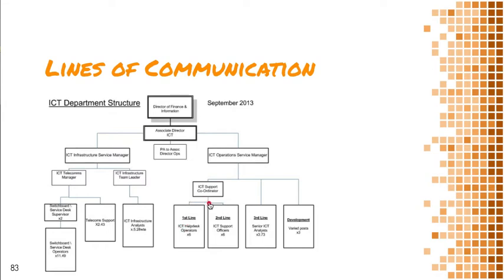So, lines of communication: following the line up, asking for help where required. If this person needed help from infrastructure, they wouldn't just jump over to the IT service manager either. They might go across to someone on their same level. They might go across to an infrastructure analyst or telecom support or a switchboard operator. Okay? So same level or one level up is the appropriate line of communication.